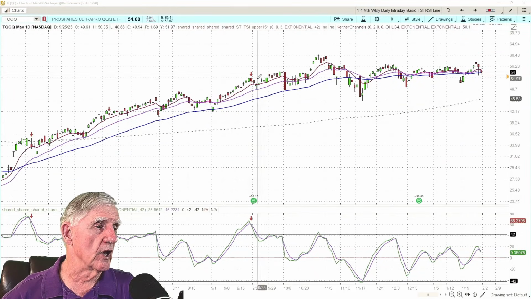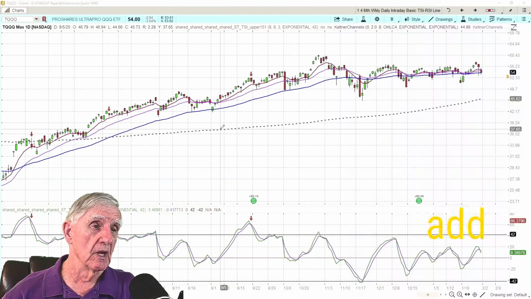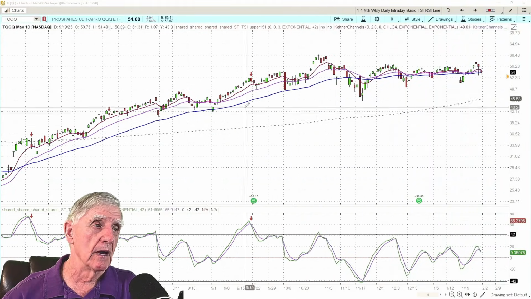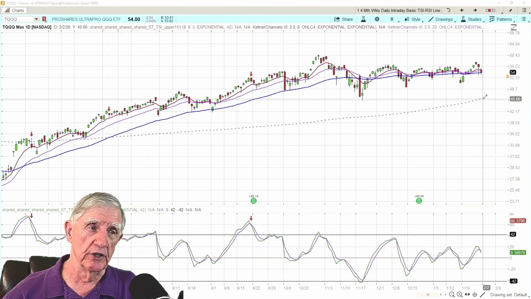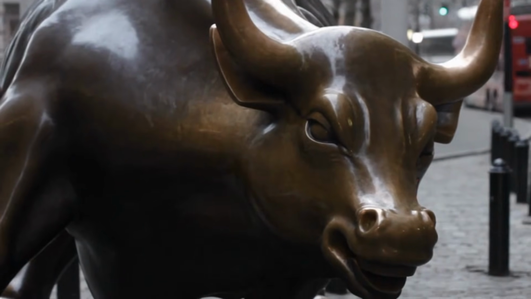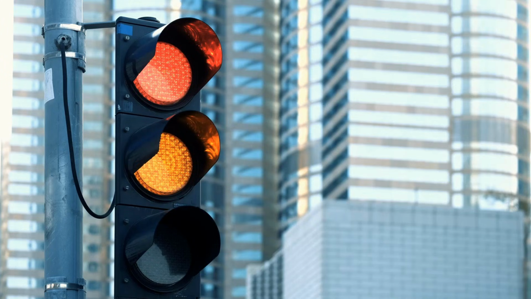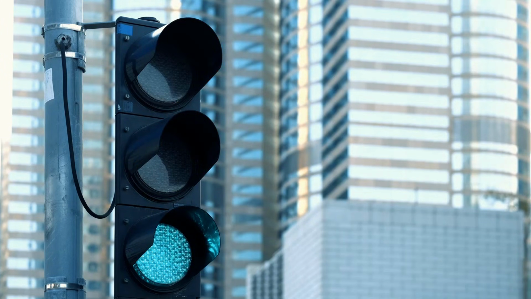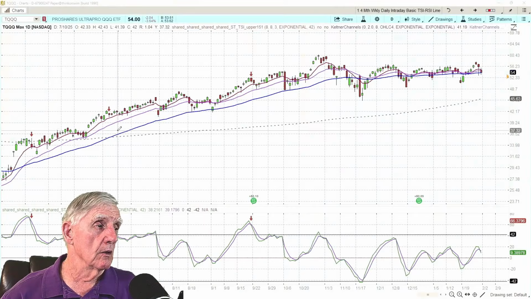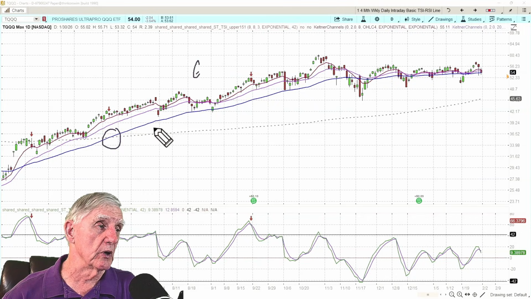The 200-day simple moving average is the last thing I add to my charts. And I use that just as a reference point, because if prices are above the 200-day moving average and the 50-day moving average is above the 200-day moving average, that's an indication that we are still in a bullish trend. And so I use that as kind of my green light, red light. If it is a green light in that the 50 is above the 200-day moving average, then I have a green light up here. And I should be looking to trade pullbacks.